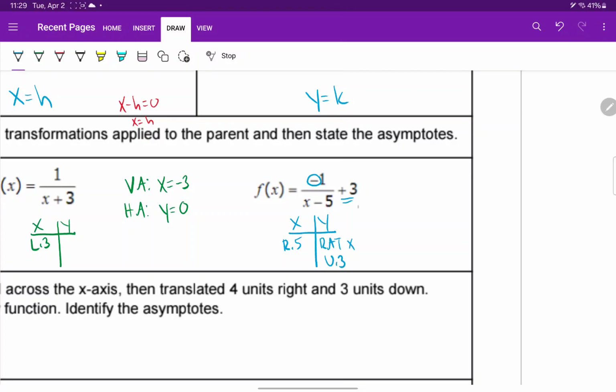All right, so in terms of our horizontal and vertical asymptotes, for our vertical asymptote, it goes right 5, so that means x is equal to 5. For our horizontal asymptote, reflection across the x-axis does not actually affect the horizontal asymptote at all. But we did go up 3, so now y is going to equal 3.